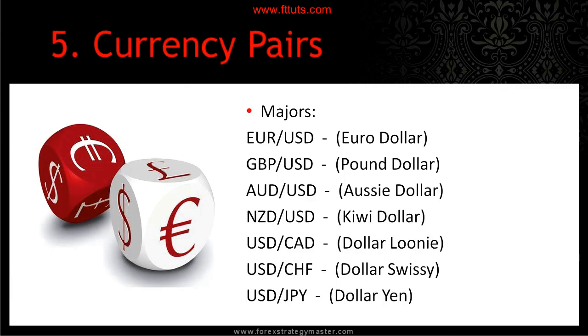The Euro US dollar, the Pound US dollar, the Australian dollar US dollar, the New Zealand dollar US dollar, the US dollar Canadian dollar, the US dollar Swiss franc, and the US dollar Japanese yen. These are the essential currency pairs. Most traders are going to stick to just the majors. They're going to stick to just these currency pairs. It's more than enough to get a lot of trading action.